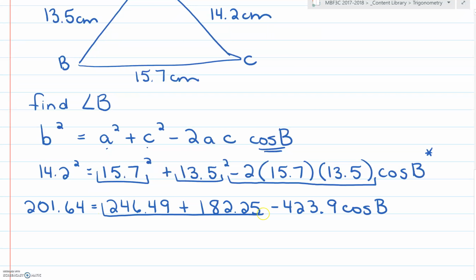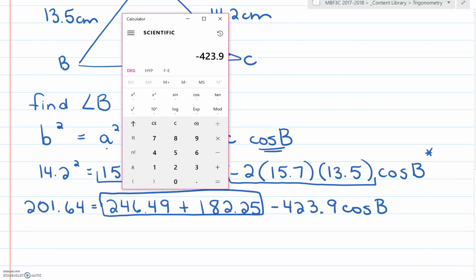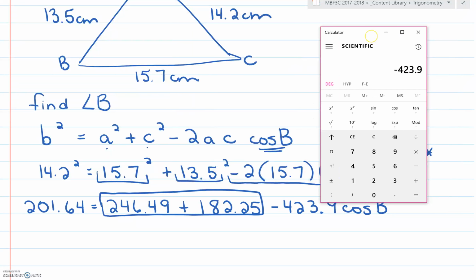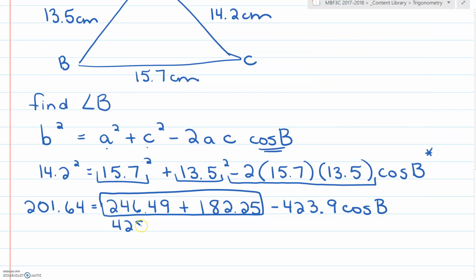So if you take a look at this, you can add these numbers. So I'm just going to go ahead and add those numbers together because I can. 246.49 plus 182.25, 428.74. So 428.74 minus 423.9 cos B. So again, please be mindful that you cannot subtract 428.74 and 423.9 because there's a multiplication happening here.